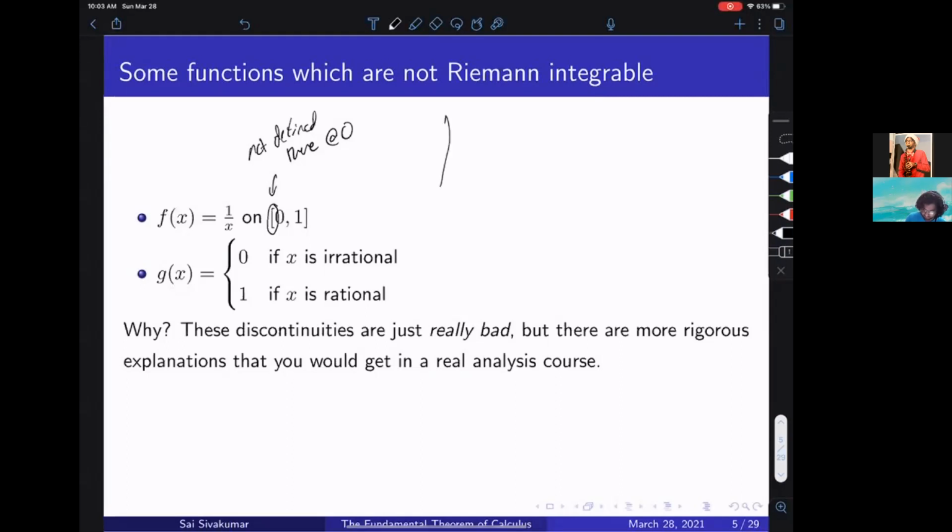yeah, 1 over x looks kind of like this. If this is 0, this is 1. This is the interval, more or less. Now, I said it's not actually defined at 0, but if you think about it, this one is a really bad discontinuity. I'm not exactly sure why, but you can't Riemann integrate that. I mean, if you change this to 0.5 to 1, you can totally do that. That's fine.